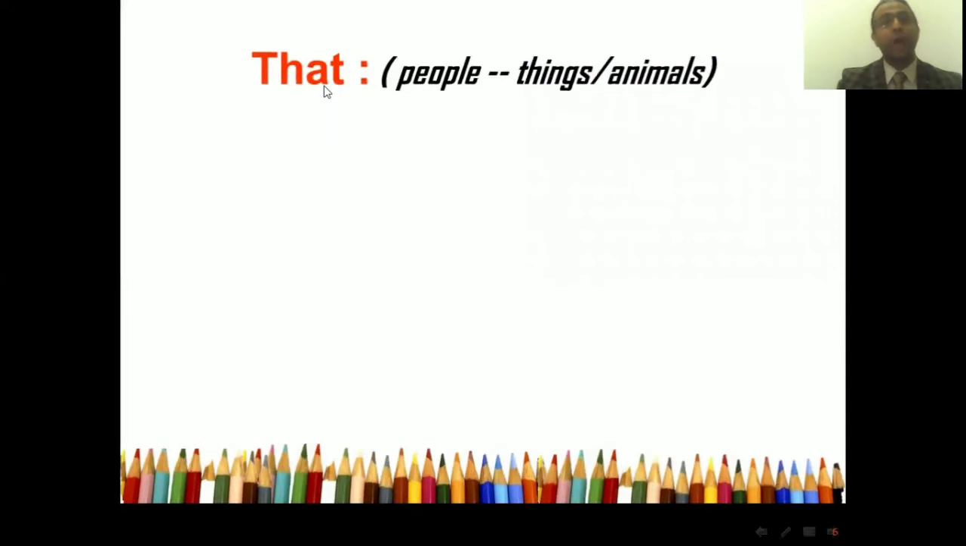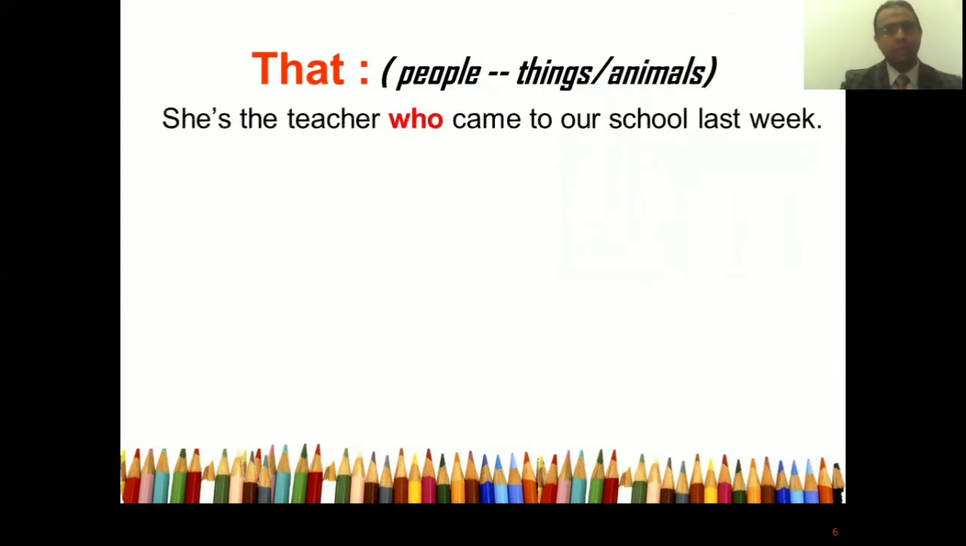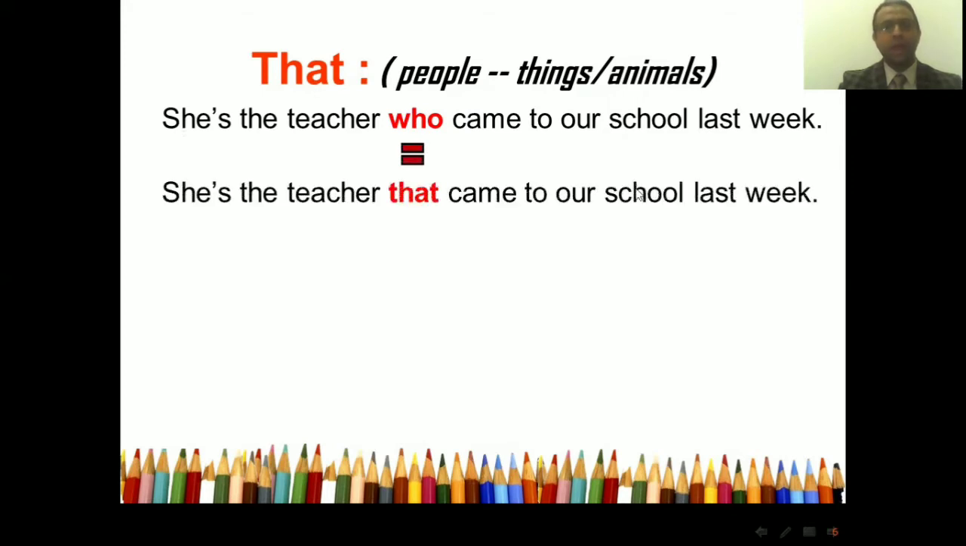Next, that comes instead of people or things and animals. So we can use that instead of people or things or animals. So we can use this. She is the teacher who came to our school last week. You can say, instead of who, you can use that. She is the teacher that came to our school last week.